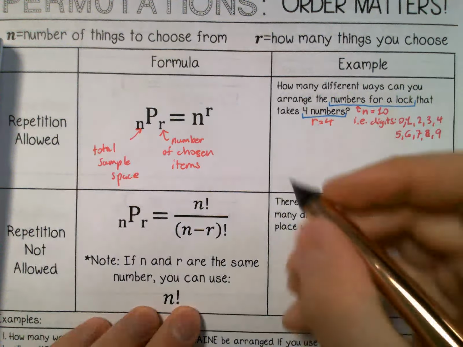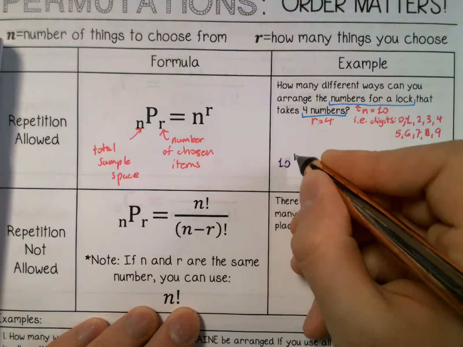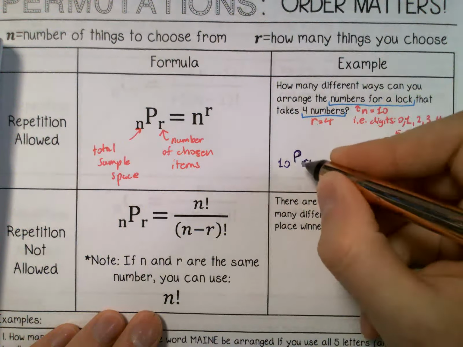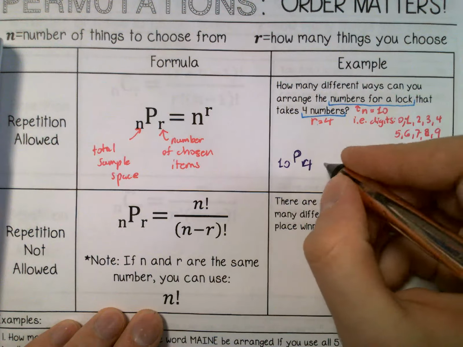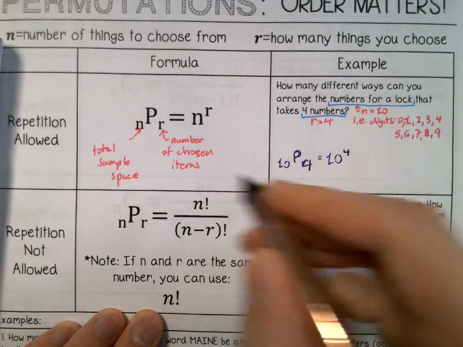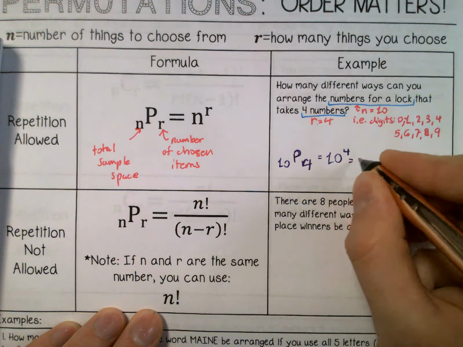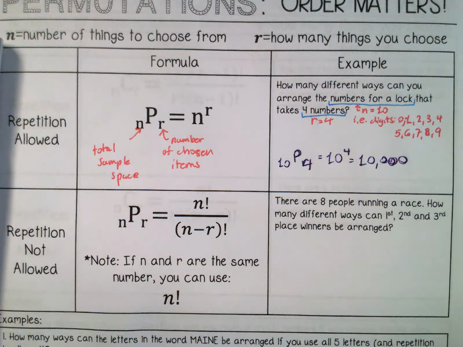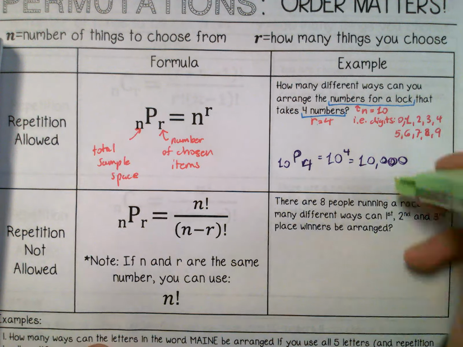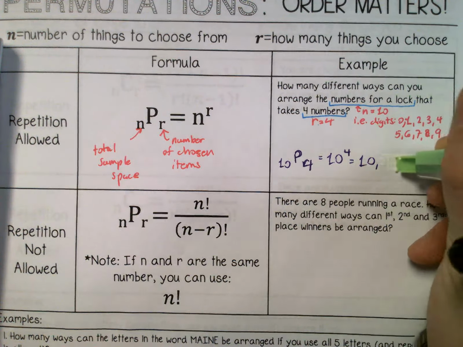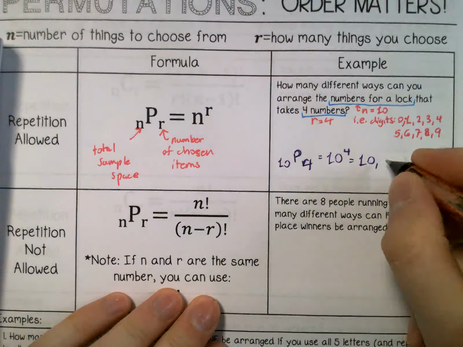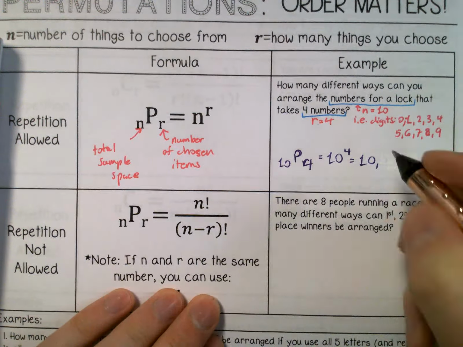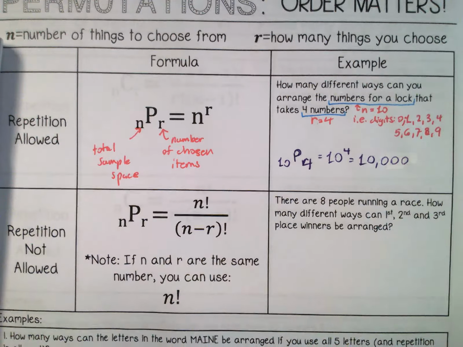That means we're going to have 10 permutated over 4. That's how we say the equation, basically. All right, so that means that we're going to do 10 to the 4th power, 10 to the R, and that's going to give me 10,000. Okay, so on this lock, if I have 10 possible digits for each of the parts of the lock, and I'm only going to use 4 of the digits, that's how many different ways I can set up my lock. 10,000 different ways.